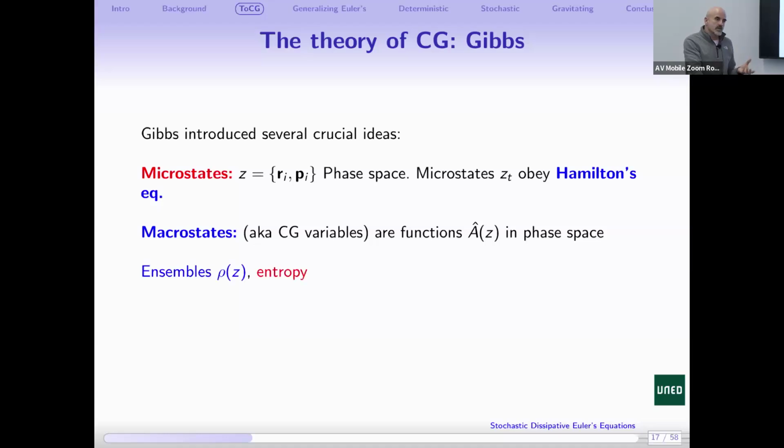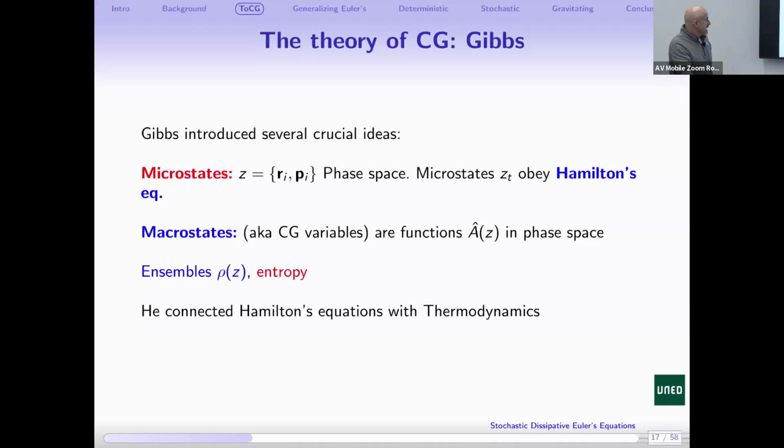He also introduced the notion of ensemble, that you have probability distributions, because you cannot have absolute certainty about the initial conditions, so you have to use statistical concepts. And he also introduced the notion of entropy related to those ensembles. And therefore, he connected two levels of description, the microscopic level with the macroscopic level of thermodynamics.